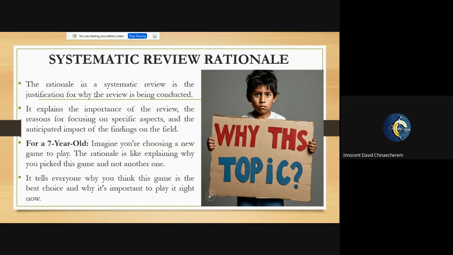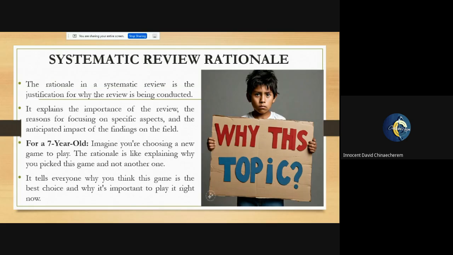Now we just talked about our gap, right? Which we're also going to have a much more elaborate explanation of in the next slide. Now, what is our systematic review rationale, and how do we write it? It's not different from what I've just said, right? The rationale in a systematic review is just the justification of why the review should be conducted. That is just it. Why do you need to do a systematic review, right?